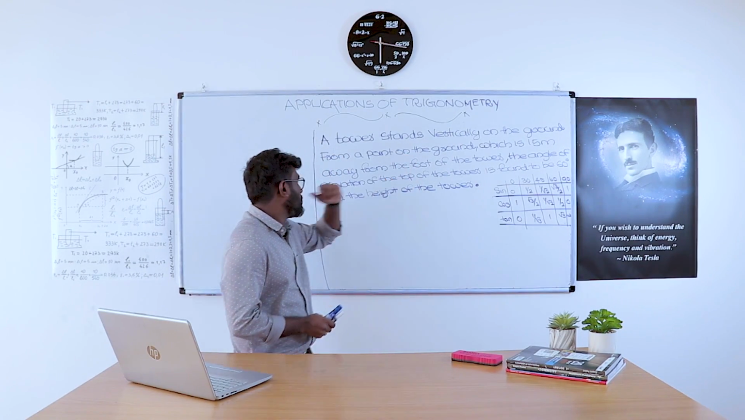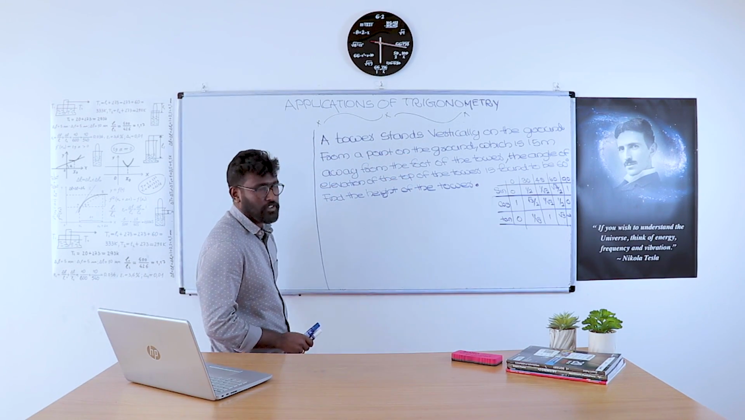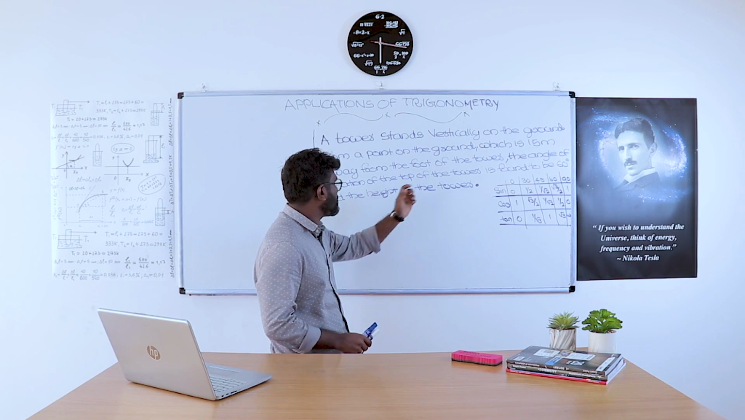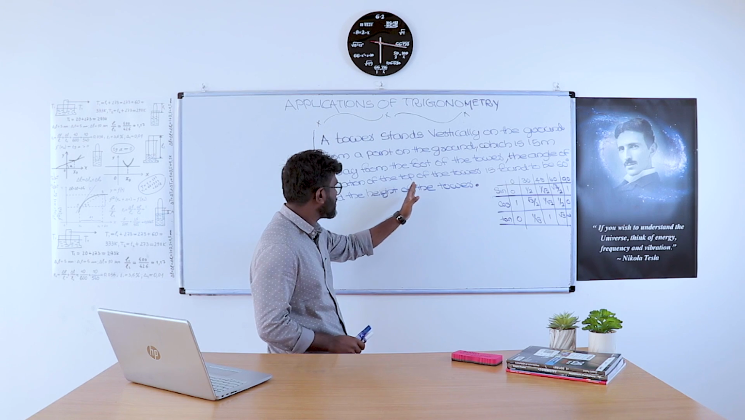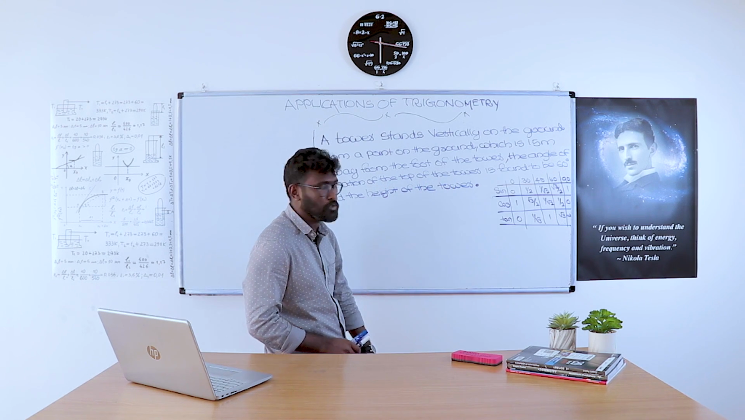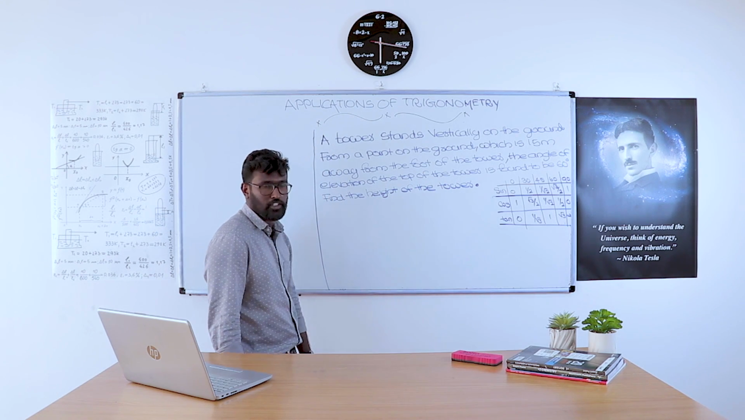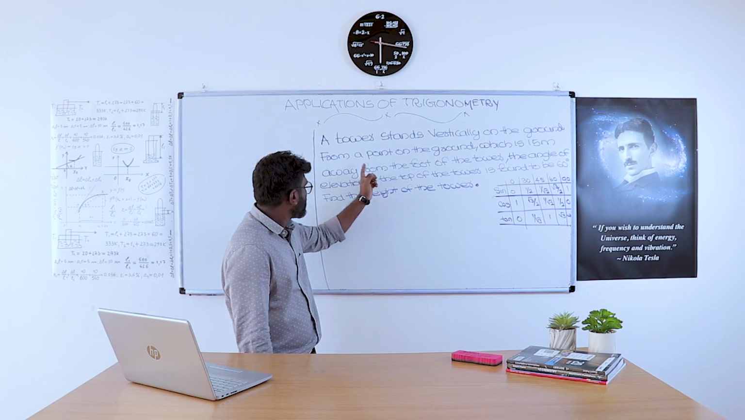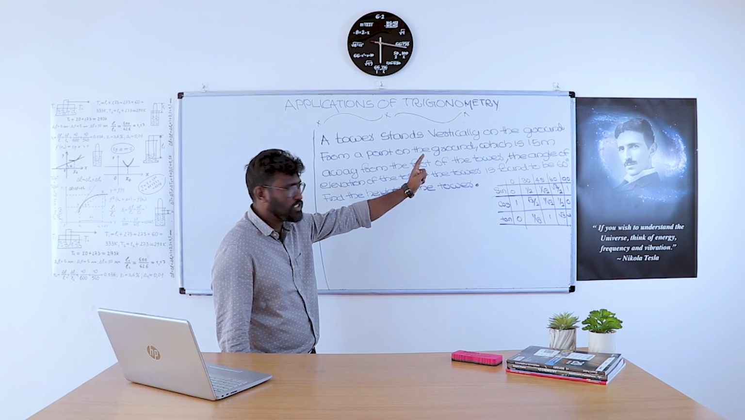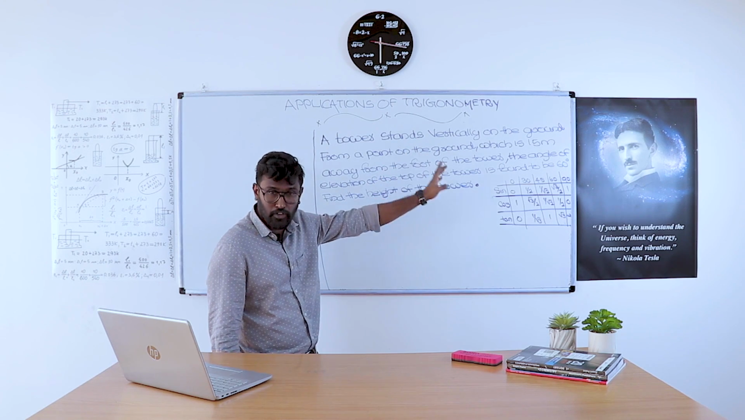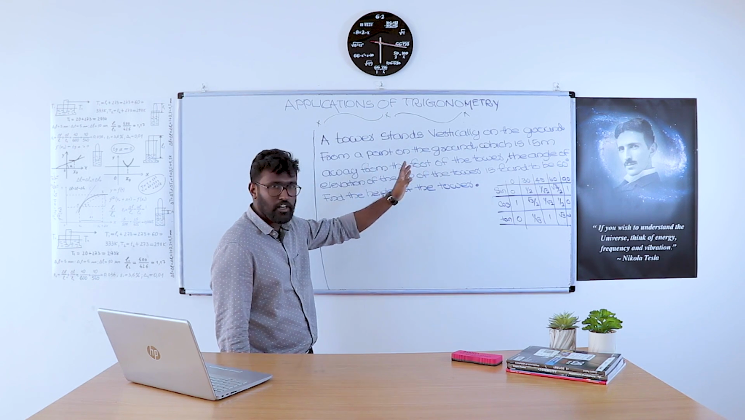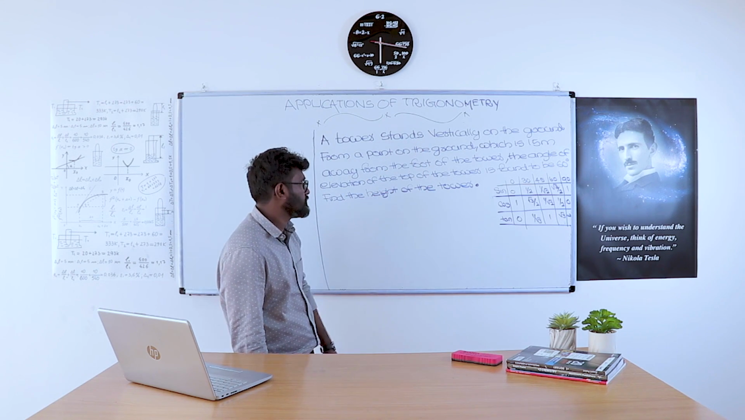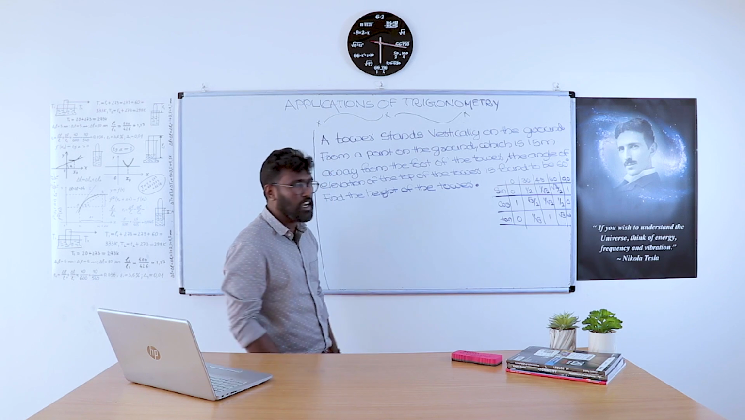Moving to the first problem. A tower stands vertically on the ground. From a point on the ground which is 15 meter away from the foot of the tower, the angle of elevation to the top of the tower is found to be 60 degree. Find the height of the tower.